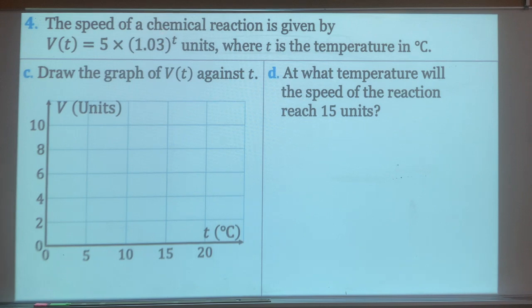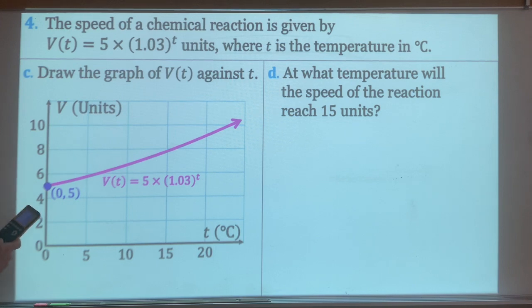Speed of a chemical reaction is given by V of T equals 5 times 1.03 to the T units, where T is temperature in degrees Celsius. Draw the graph of V of T against T. When you graph this, you graph (0, 5). That's the only one we really have, and then you can just do an estimate. You can pick like 15. I usually pick another number just to make sure I'm on the right track.